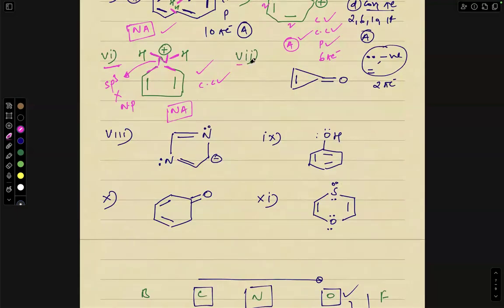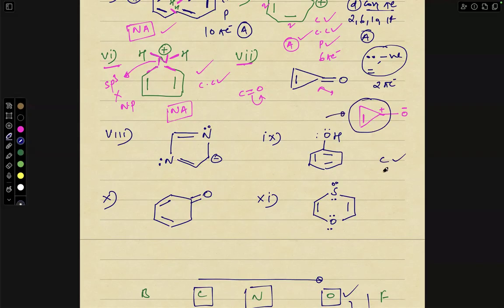Okay, the next one, number 8. The CO bond is a polar bond. So we can break the CO bond, meaning we can draw the resonance structure of this. Oxygen negative, carbon positive, and this is a double bond. If you want to check aromaticity, you should first look at whether it is cyclic. Yes, this is cyclic.